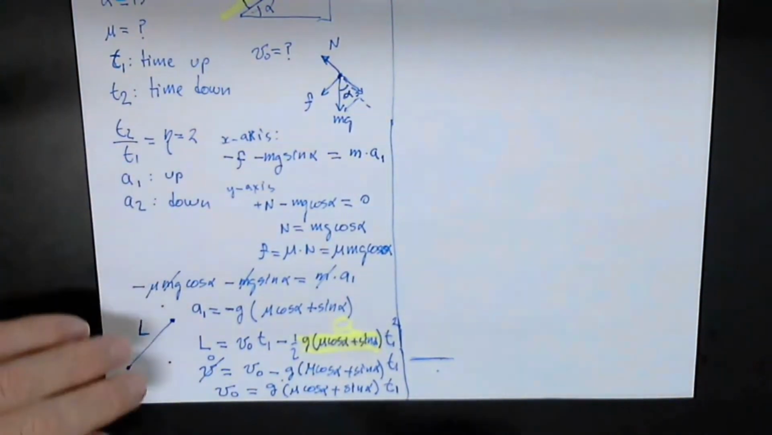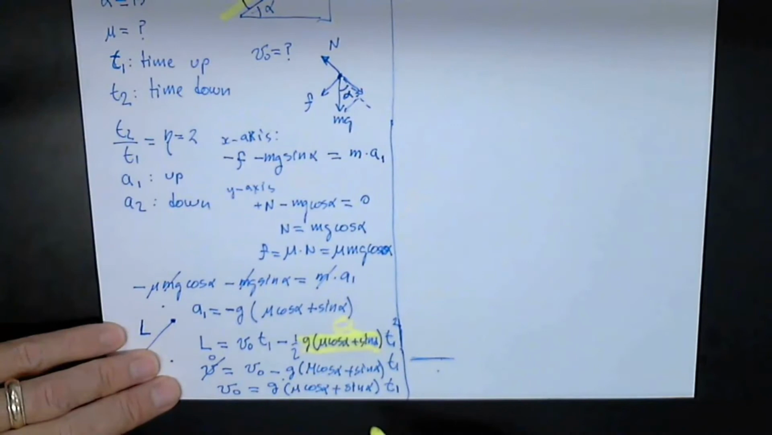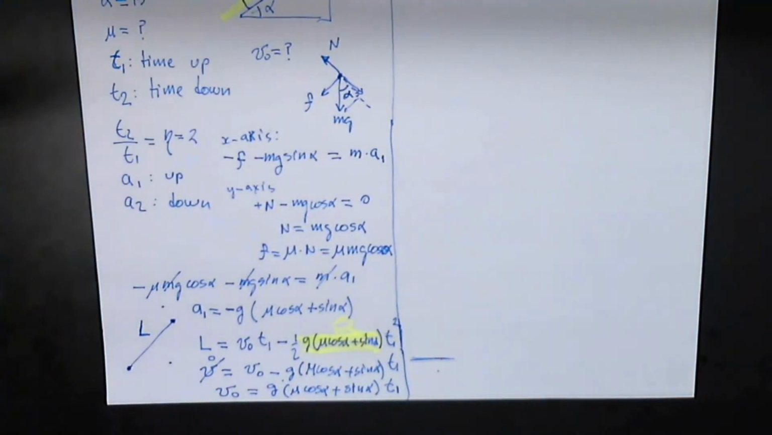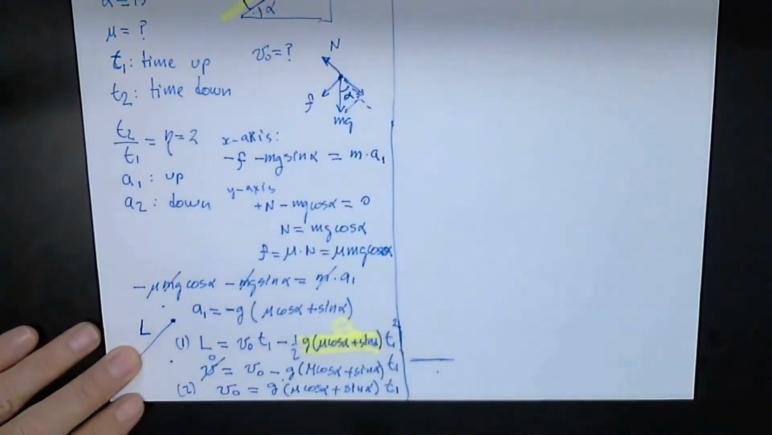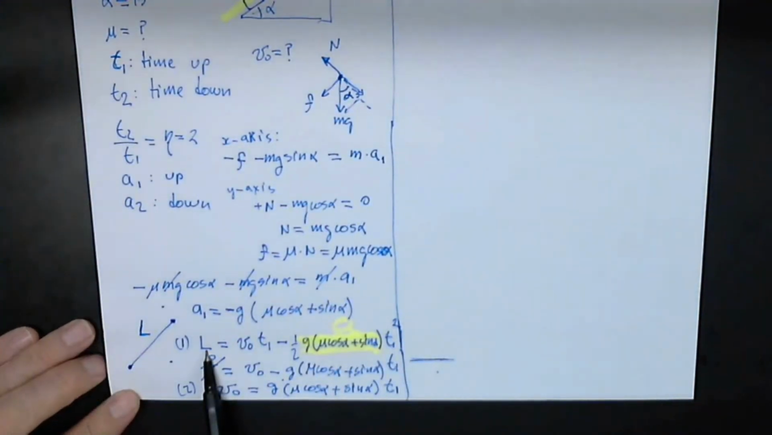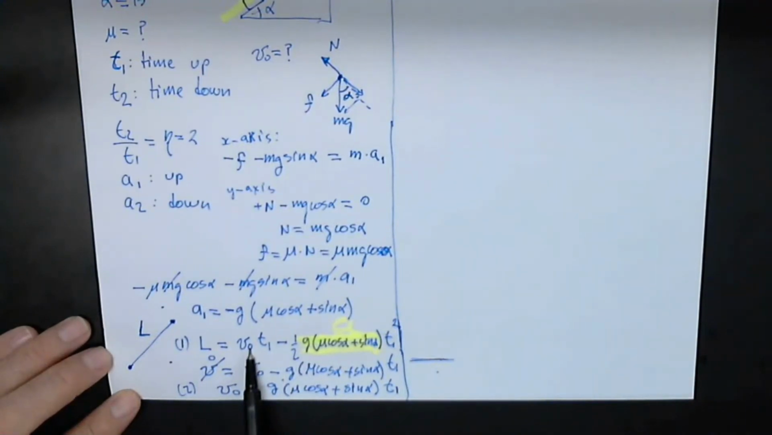Okay, so we have two equations here. Let's call them 1 and 2. But I had to introduce variables: I introduced L, that is not given, and v naught, that is not given.